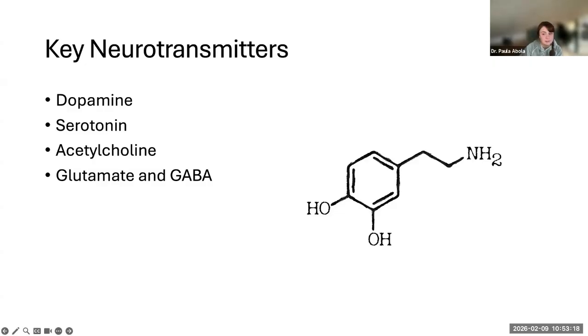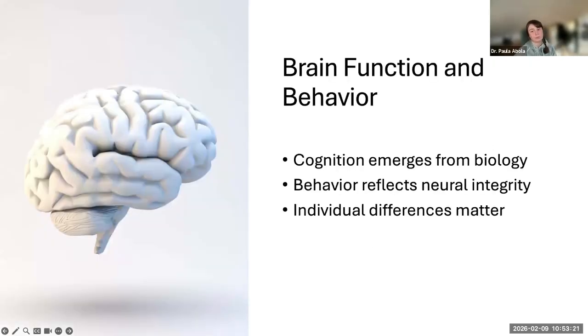So together, these chemical systems shape how the brain processes information and adapts to both internal and external demands. So brain structure does not rigidly determine behavior, but it does set important constraints and possibilities for how cognition, emotion, and action can unfold. So, in other words, the brain provides the biological framework within which behavior occurs, but it does not function as a simple one-to-one blueprint.